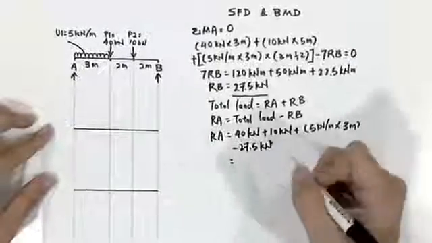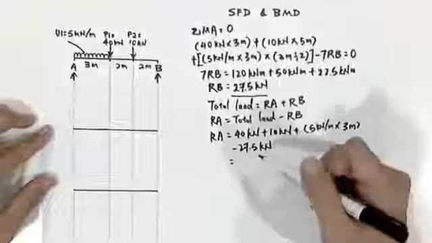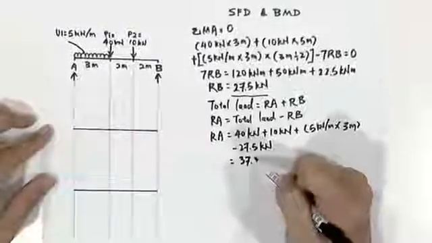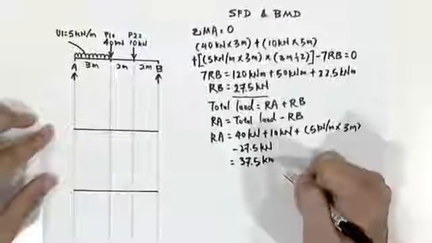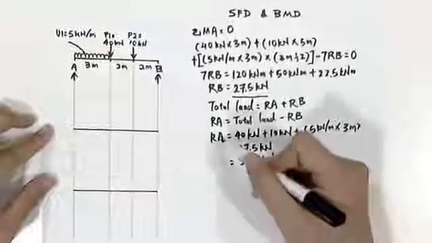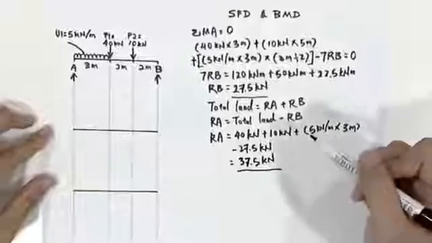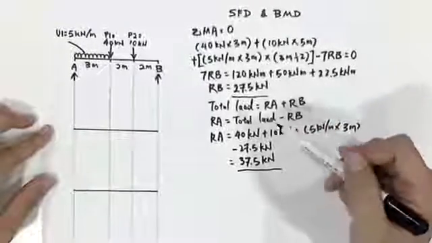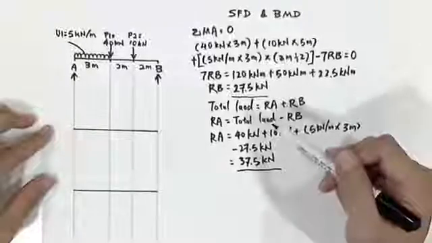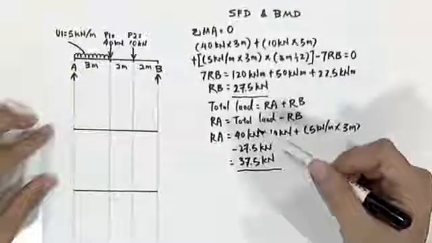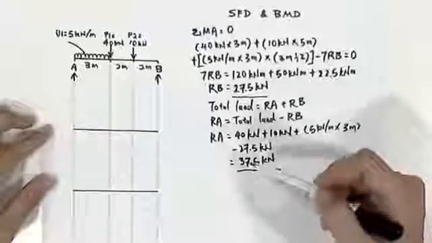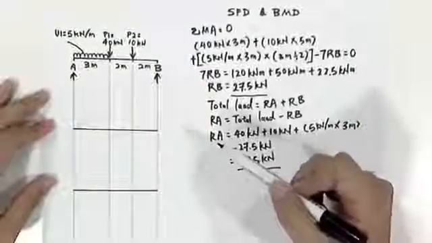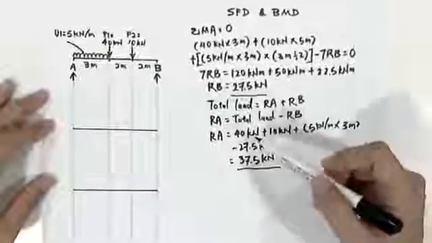So if you solve this calculation, what we'll get is 37.5 kilonewton. This is our RA. Once we have RA and RB, we can start to work on our shear force diagram. By using a graphical method, we can draw the shear force diagram.